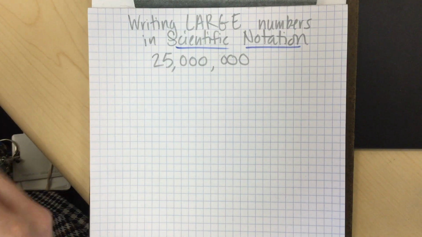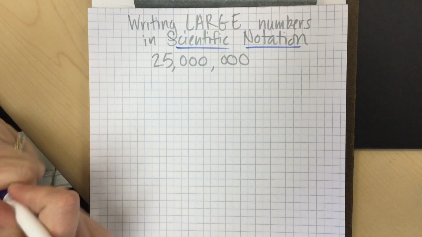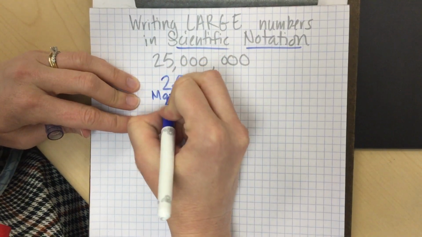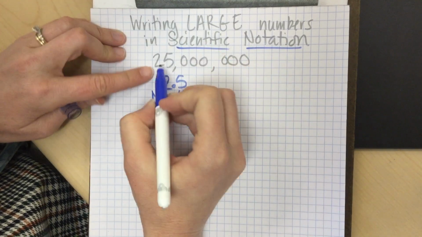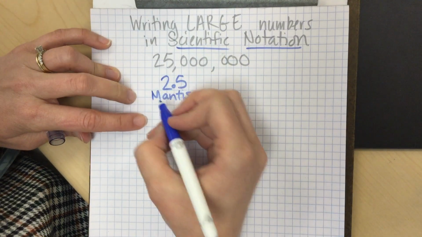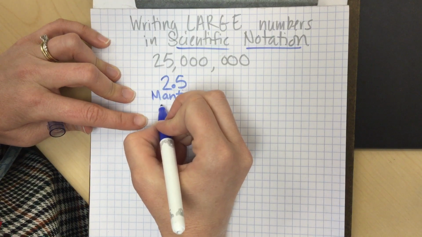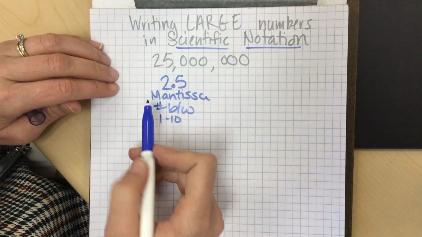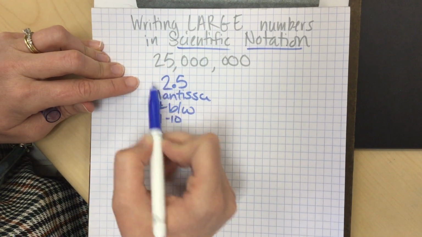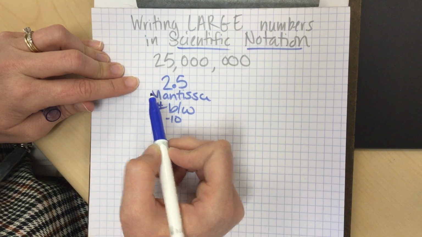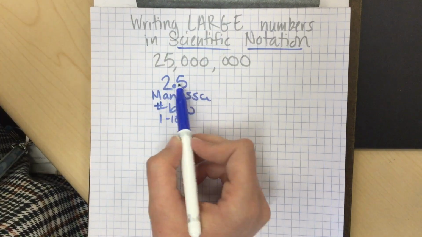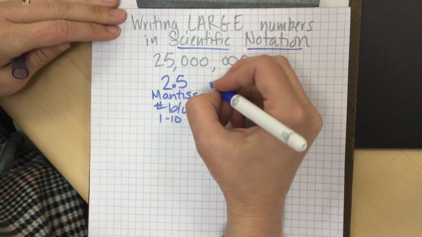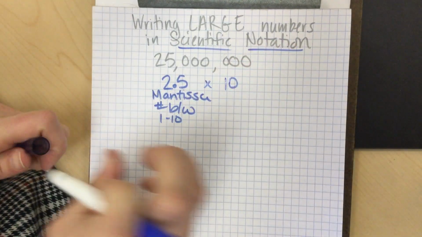There are two parts of scientific notation. The first is called the mantissa. In this case, 2.5 is the mantissa. The mantissa is always a number between 1 and 10, so always one in the ones place, followed by some decimal values, multiplied by a power of 10.